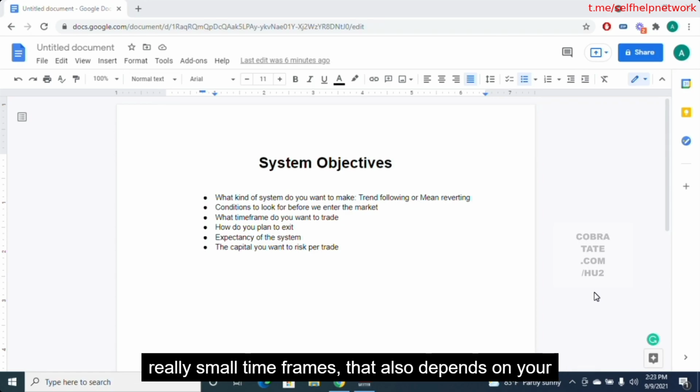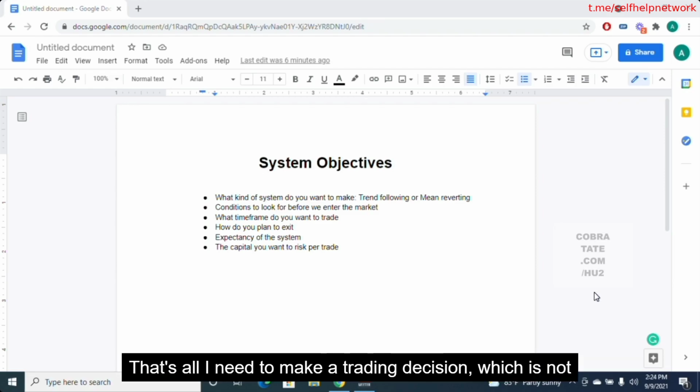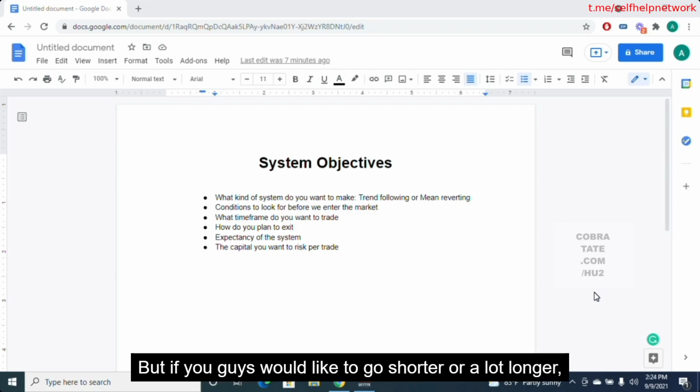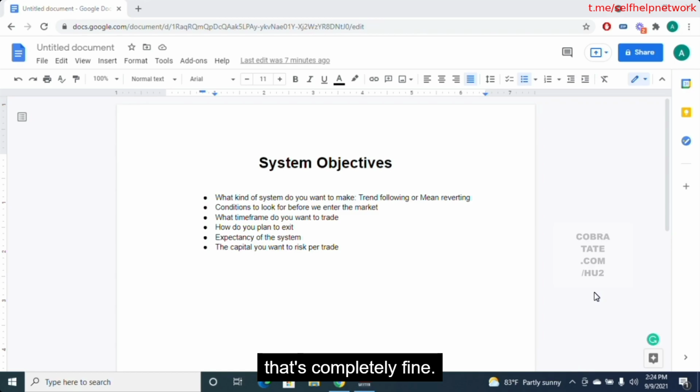Then it also depends on your personality. I personally don't like to be in front of a screen for 8 hours a day while trading. I like to be able to make trading decisions from anywhere. All I need to do is look at the price once or twice, and that's all I need to make a trading decision, which is not really possible with very small time frames. So what I prefer is usually 4 hourly and daily time frames. But if you guys would like to go shorter or a lot longer, that's completely fine.